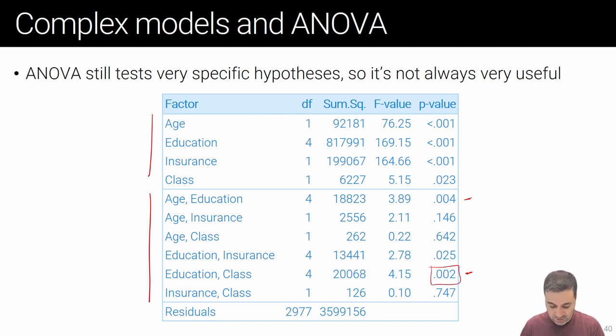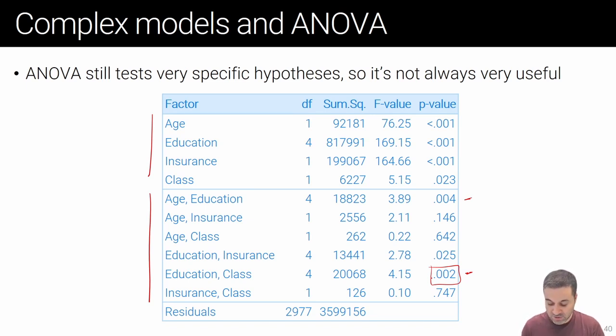I could look into this one here. Yeah, that's a very significant result. It's about the interaction between education and class. So that means the differences between education levels or differences between classes are not constant across the other factor. So the differences between industrial and IT are not constant across education levels, for example. Well, sure, that's something very useful to know, but still it's not giving me the option to test specific hypotheses.